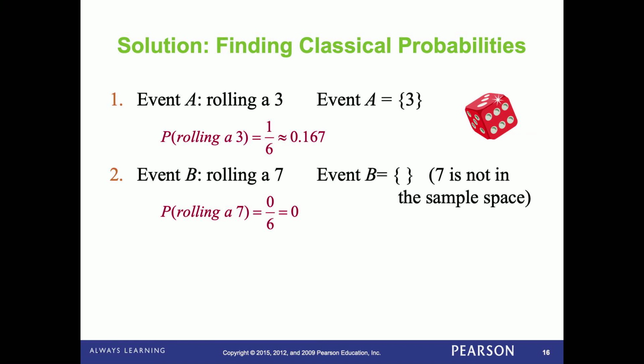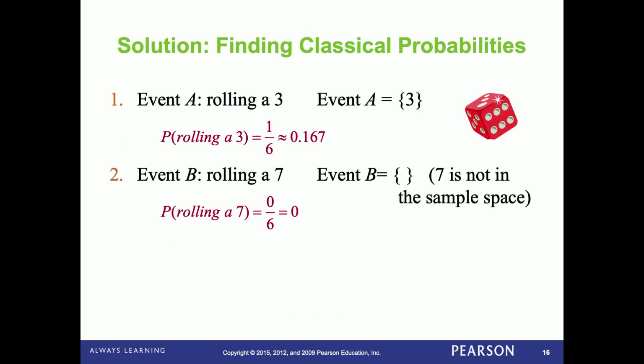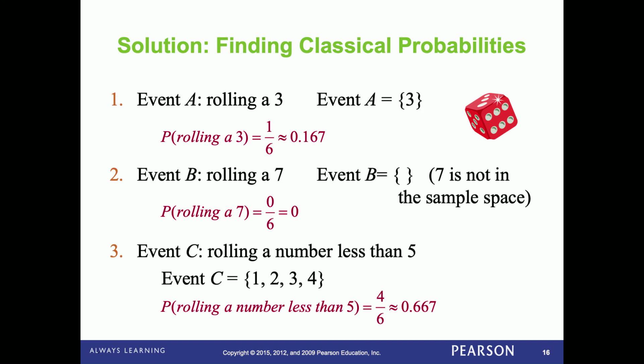All right. The last one was rolling a number less than 5. So that's 1, 2, 3, or 4, right? There are 4 possible outcomes that will make rolling something less than a 5 true. So 4 over 6, which is 2/3, which is 0.667. So this is the classical or theoretical probability.